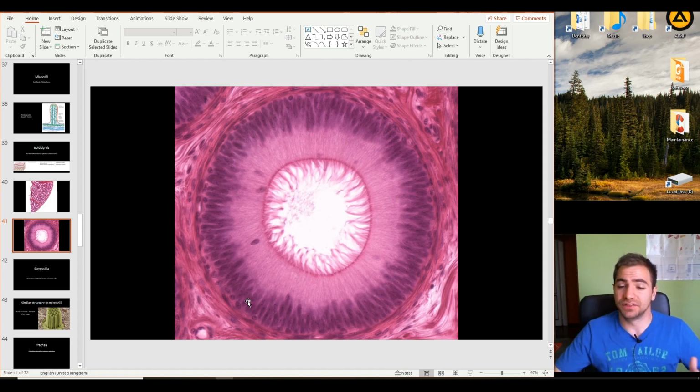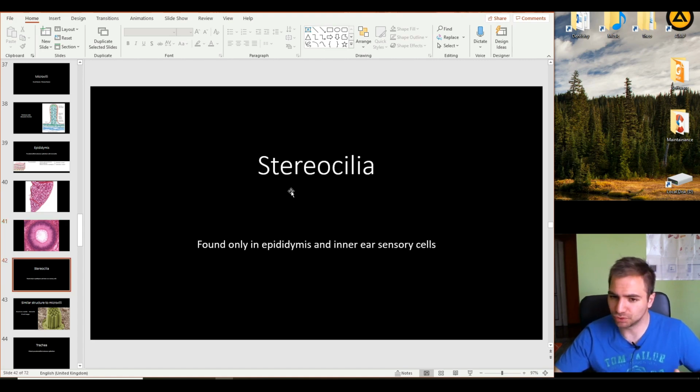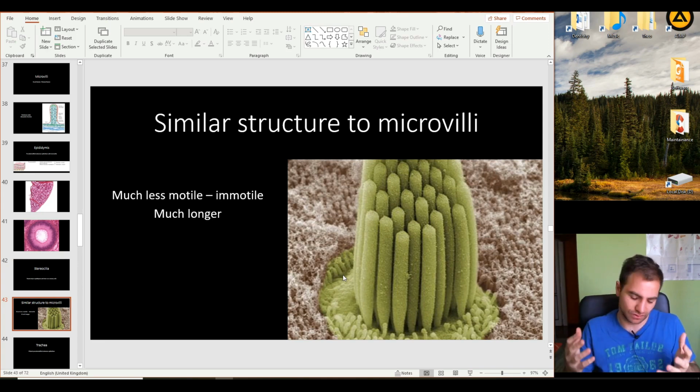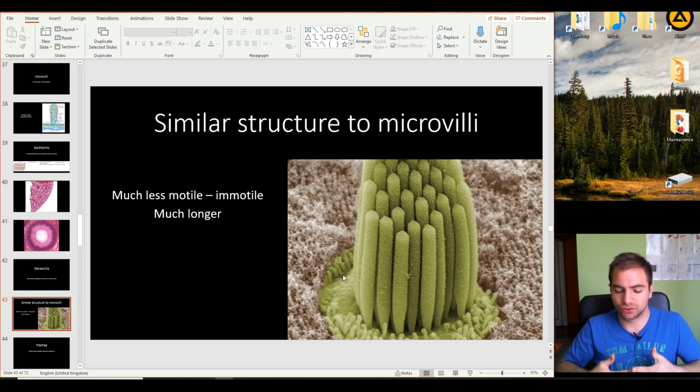So in this case, we can find the columnar cell, and on top we're going to find this very, very long structure, the stereocilia. Again, the function of stereocilia is absorption. Let's talk about it a bit more. I talked about the two locations, the epididymis and the inner ear sensory cells. The structure is again similar to microvilli, which means they're less mobile. In this case, they would call the stereocilia completely immobile structures. The difference from the microvilli, of course, is that the length is 5 millimeters, which is very, very big compared to the size that it is.